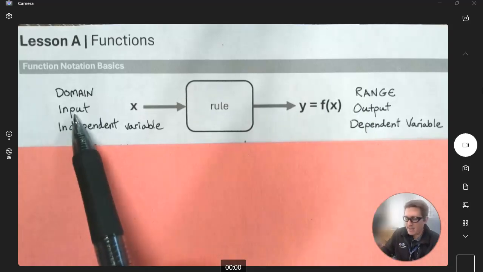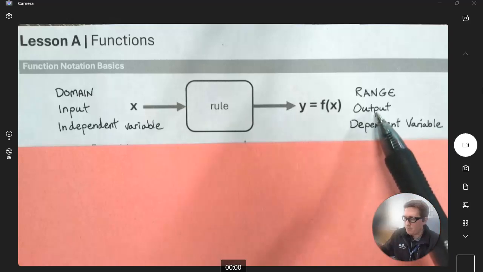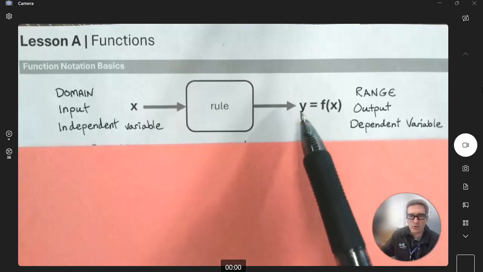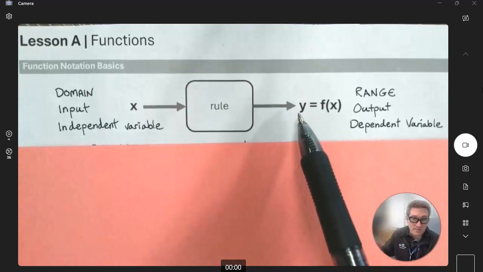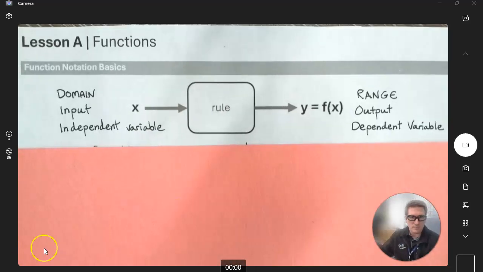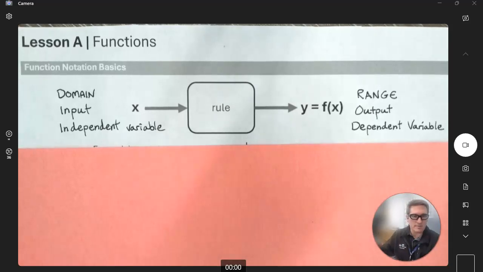Often, instead of saying input, we call it the independent variable, and instead of the output, sometimes it's known as the dependent variable. The reason why is the value of y depends on what the x value is. All right, go ahead and copy down these words and hit pause.